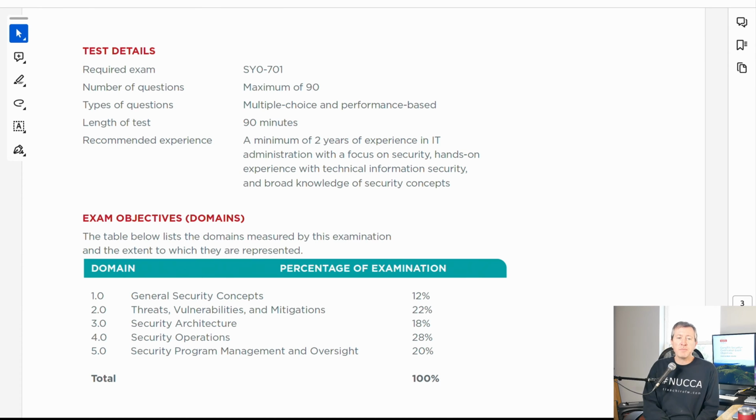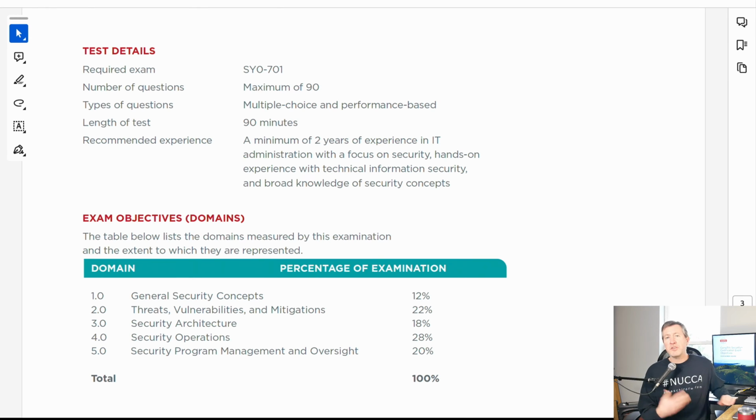Recommended experience: CompTIA recommends a minimum of 2 years experience in IT administration with a focus on security, hands-on experience with technical information security, and broad knowledge of security concepts. So if you do not have much experience in the IT world, if you're brand new to technology, you might want to consider something like the A+ or the Network Plus first, and then work your way up to the Security Plus, because this is definitely a somewhat difficult exam for those who are fairly new in the technology field.